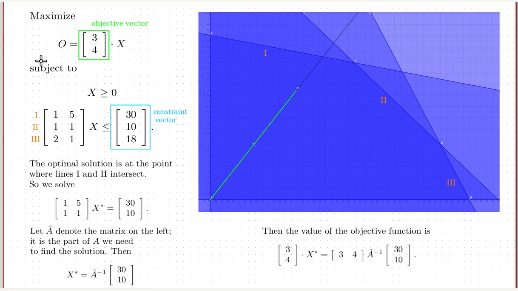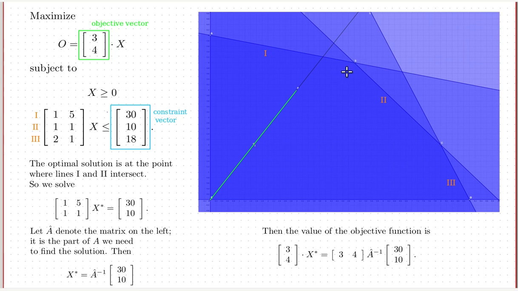In order to maximize the dot product of the objective vector with x, we have to pick the point in this dark blue feasible set whose dot product with this green vector is greatest, and that means we have to pick the corner that extends furthest out in this direction. So visually, it's pretty obvious that this is going to be the solution. The solution is going to be at this point. This is the point that extends out furthest along the direction of the objective vector.